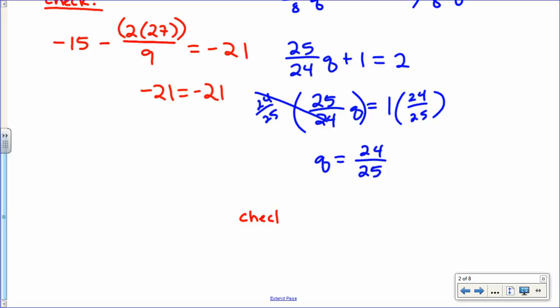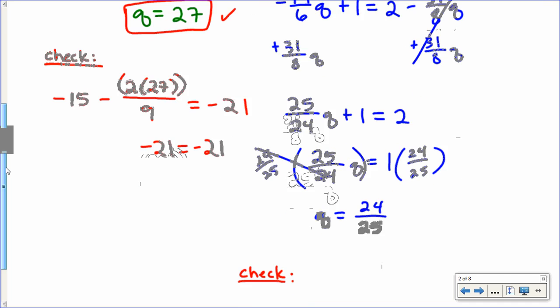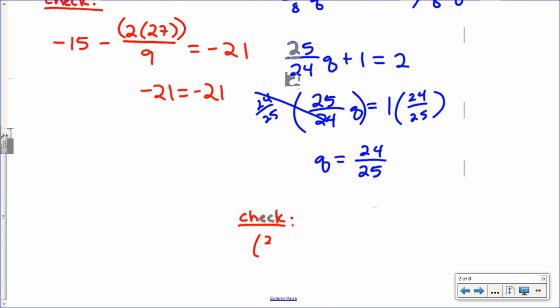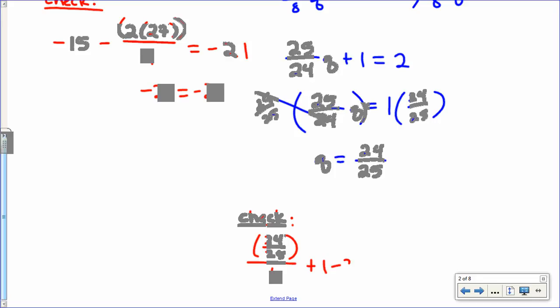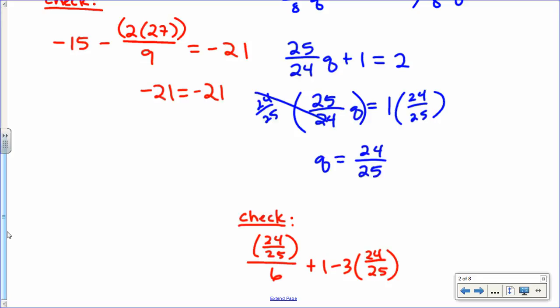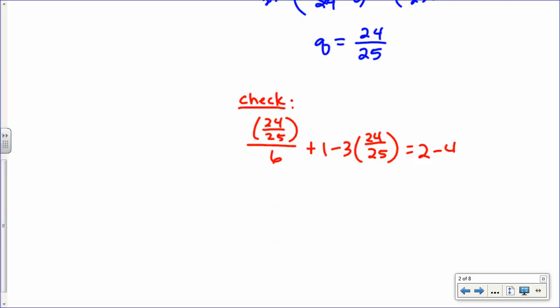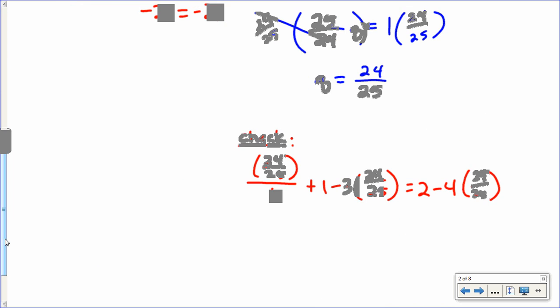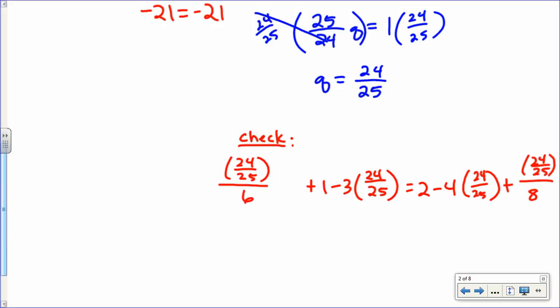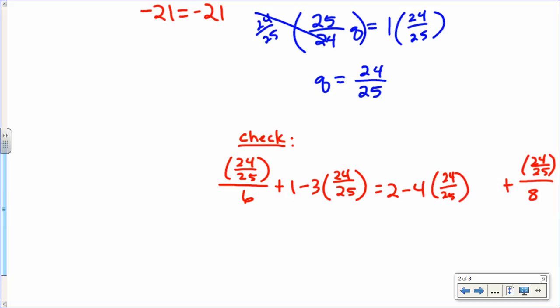So the check is going to be a little bit weird because you have a fraction. But just plug it in exactly as it is. When you substitute something in, you put it in parentheses anyway. So I have 24 over 25 over 6 plus 1 minus 3 times 24 over 25. And I said that equals 2 minus 4 times 24 over 25, and plus 24 over 25 over 8. All right, so type in the left side and tell me what you get.